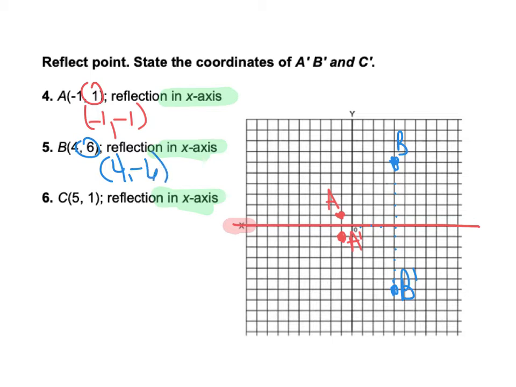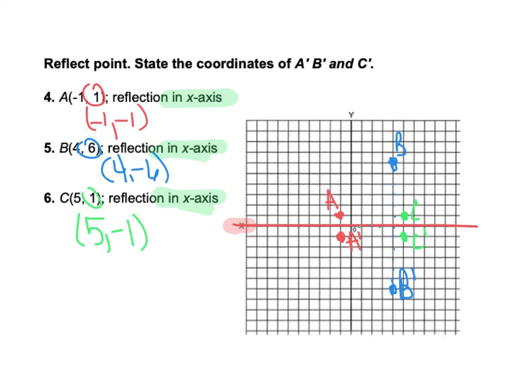And the last one, 5, 1. If I start at 5, 1, there's my point C. I am currently 1 unit above, reflecting across the x-axis. I'm going to be 1 unit below, so I'd be at 5, -1 instead of +1.